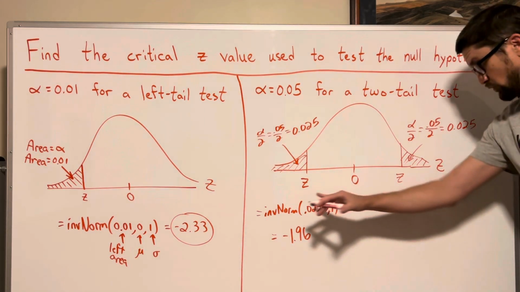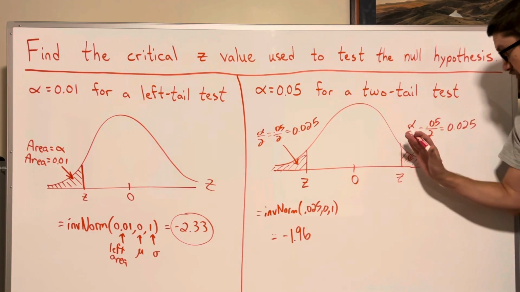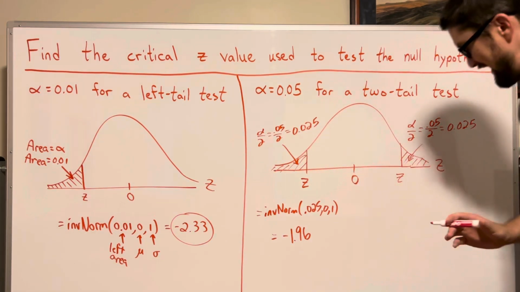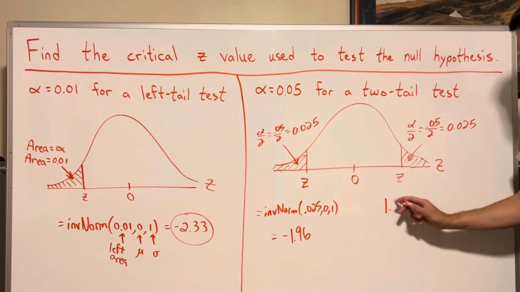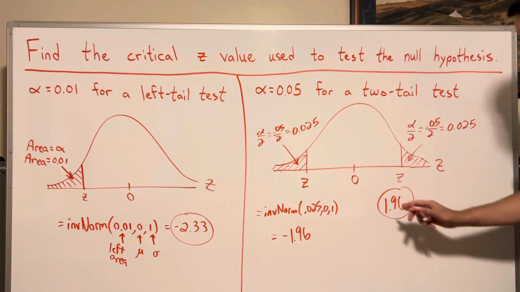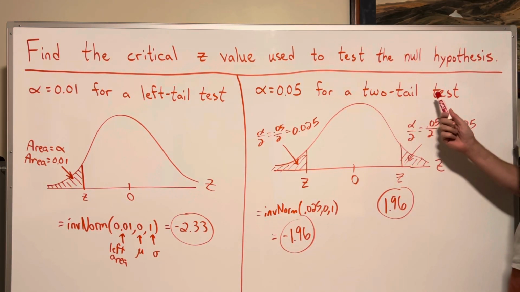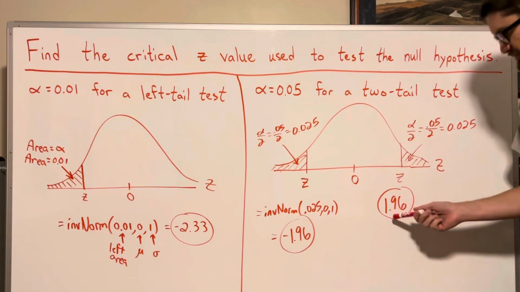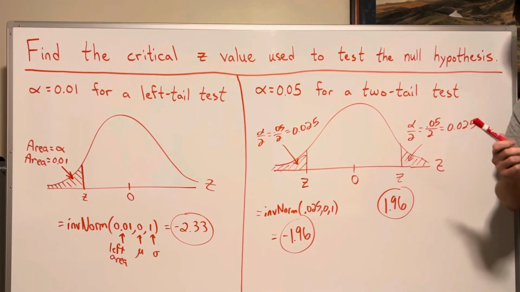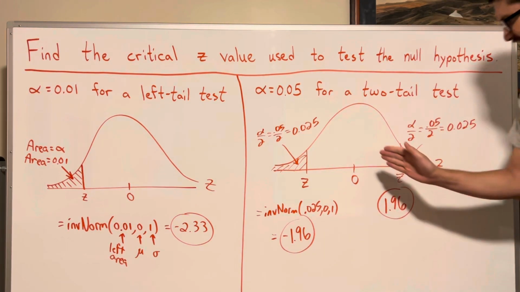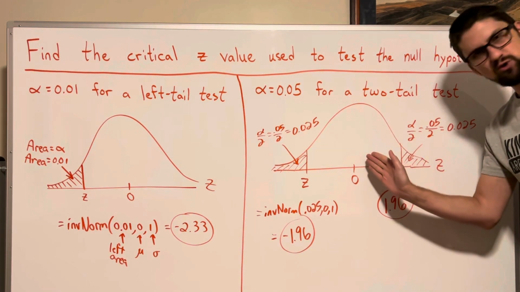And this is totally symmetrical, so if you did inverse norm of the area to the left here would be 0.975, you would get 1.96. So the critical value for this situation would be 1.96. And again, you're going to take the test statistic and see if it's in the critical region or not.